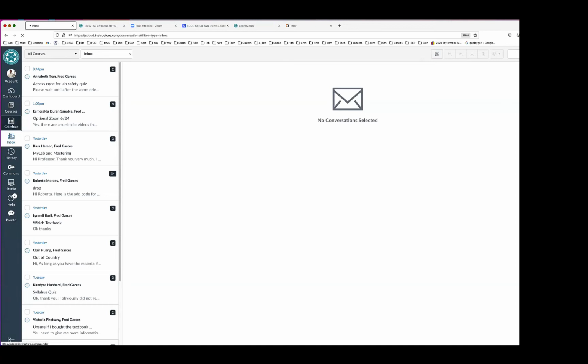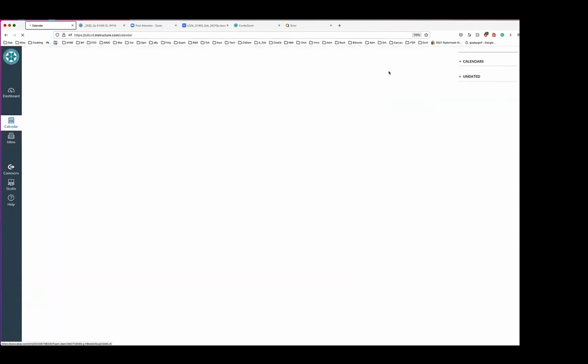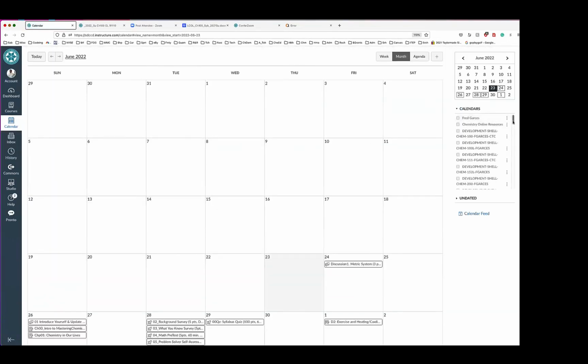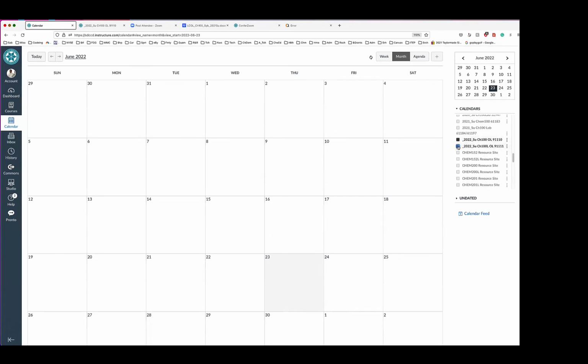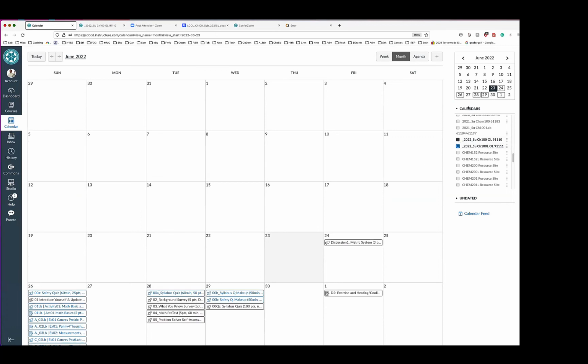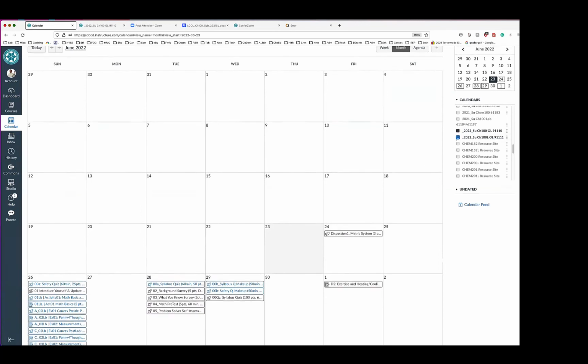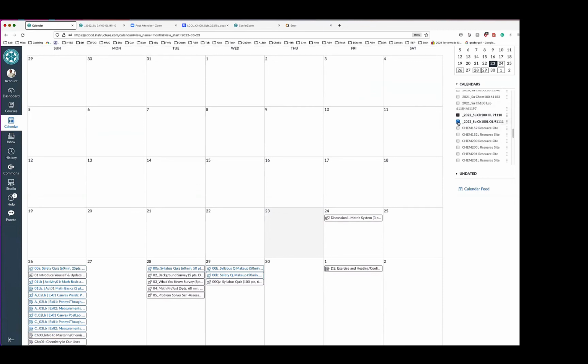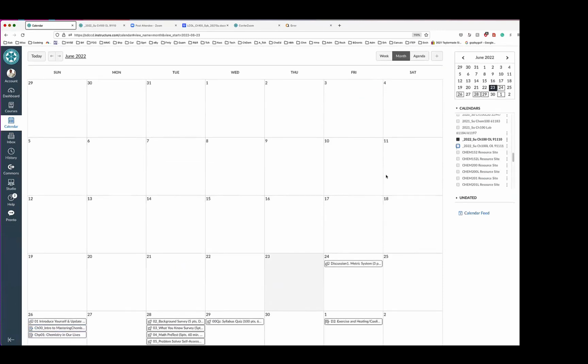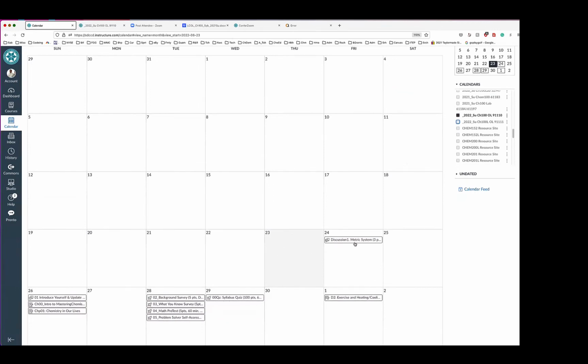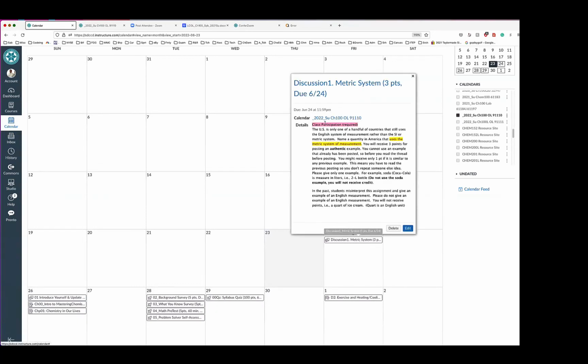Take a look at the calendar, because the calendar will give you an idea of what assignments are coming up. If you click on the calendar, you've got to make sure, because I have so many classes here, that you highlight the right course. Right now what you see is the assignments and due dates for both the lecture and the lab. I just want to see the lecture, so I'm going to unclick that, and these are it. Today was the orientation. We have Discussion 1 tomorrow that's due. It's only worth 3 points. If you click on that, it shows you what that assignment is. Okay, let's close it.